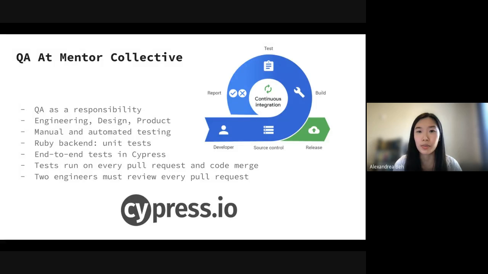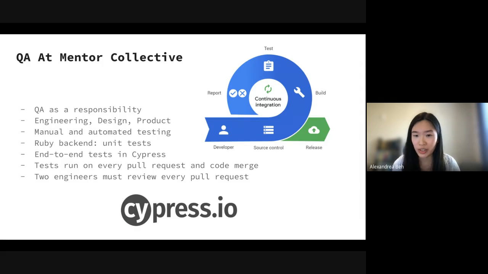And for where I am now at Mentor Collective, QA is not a dedicated role. I work on a team of 11 engineers. We're split into 2 teams, around 5 to 6 people right now, and we're looking to grow. But for now, we don't have dedicated QA, and so QA is a responsibility. And we share that responsibility between the engineers, designers, and product managers.